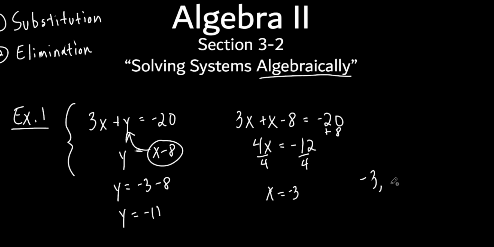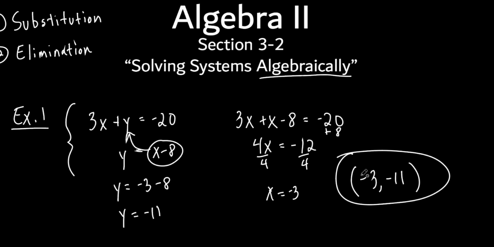I write it as an ordered pair. So I'm going to write negative 3 first, because that's the x. Then negative 11 second, because that's my y. Put it in parentheses. Okay, everybody got that? An ordered pair should always be in parentheses, and you can circle it, and then that's your answer.